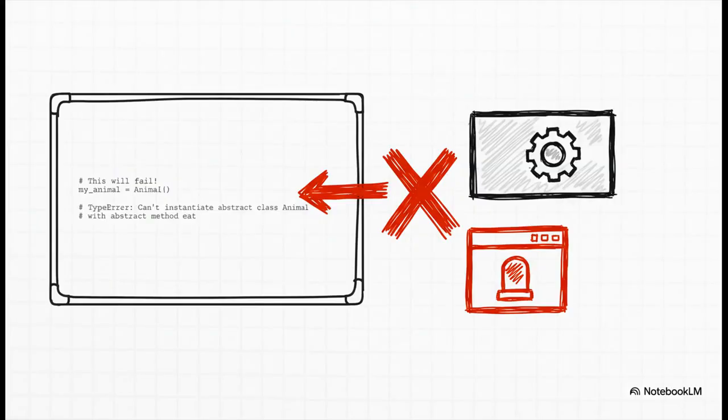We're saying, hey, any class that calls itself an animal must have its own eat method. And this right here proves the whole point. If you try to make an object directly from that Animal blueprint, Python literally won't let you. It throws a TypeError. You can't just have a generic animal, you need a specific kind of animal.